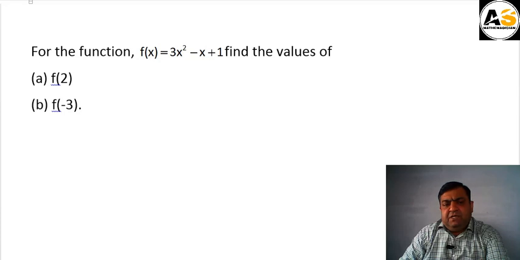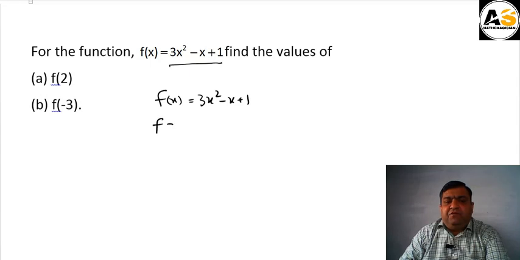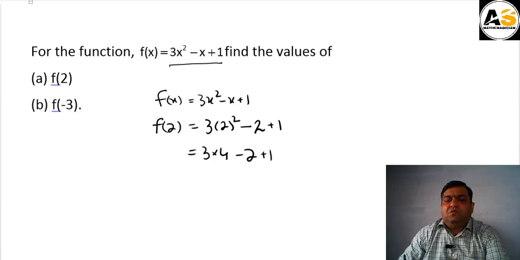Let us perform the same with another function. This function is 3x square minus x plus 1. f of x is equal to 3x square minus x plus 1. First, we have to find f of 2. x will be replaced by 2. 3 into 2 square minus 2 plus 1. This will be 3 into 4 minus 2 plus 1. After simplification, it will be 11. So f of 2 is equal to 11.